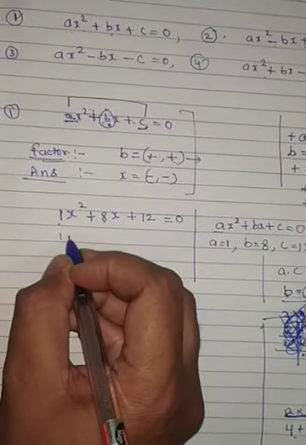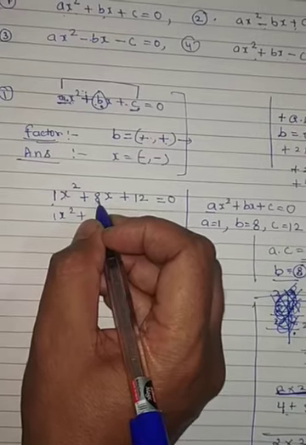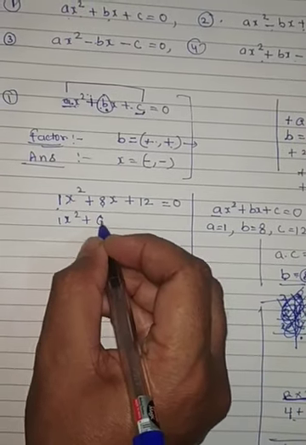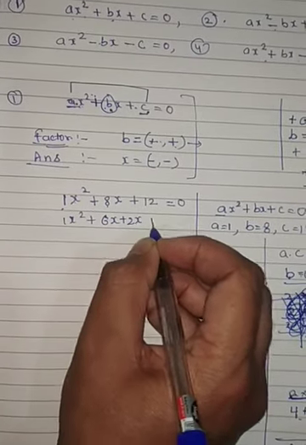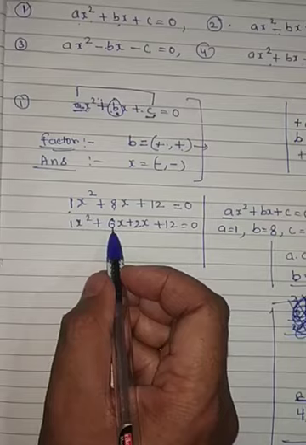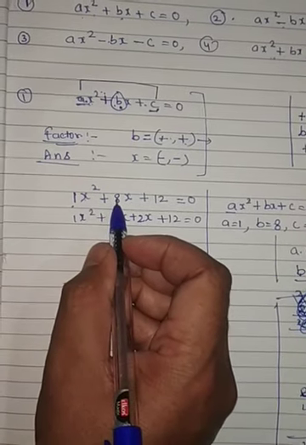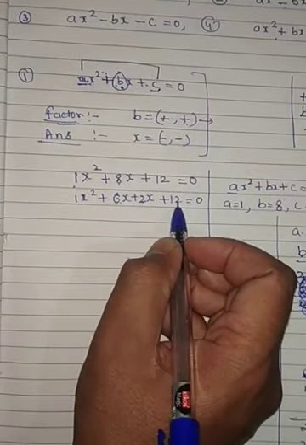Listen here, 1x², then I will get 2 factors of this 8, 6 and 2. So I can write 6 and 2, but x will come on the back side as it is. Okay or not? Plus 12 equal to 0. Then see here, addition of 6 plus 2 equal to 8, and 6 into 2, 6 twos are 12. I will get here 12.